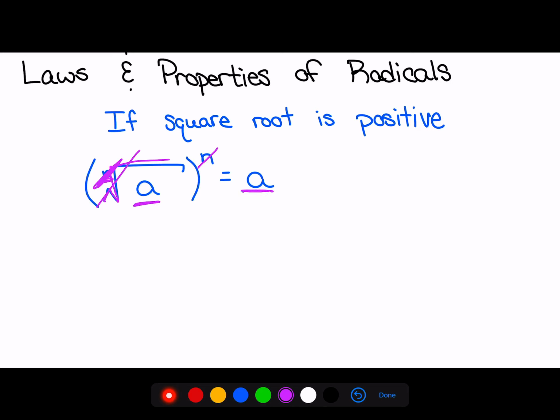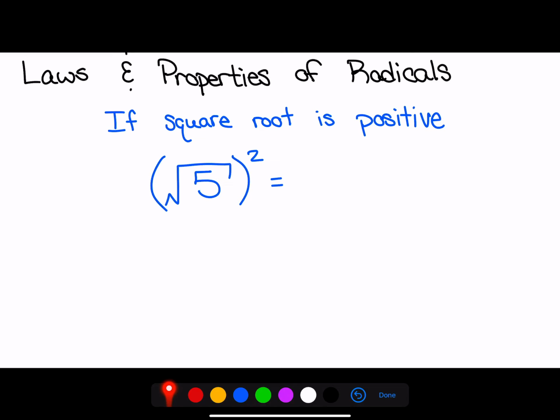So if these two numbers n and n are the same, then they cross each other out and I'm just left with a. So the nth root of a raised to the nth power is equal to just the number on the inside, a. So for instance, the square root of 5 squared. Well, again, what number belongs in here if there's nothing there? A 2. The 2 and the 2 cancel each other because they're the same number. And my answer is just 5. That's all I had to do for these.